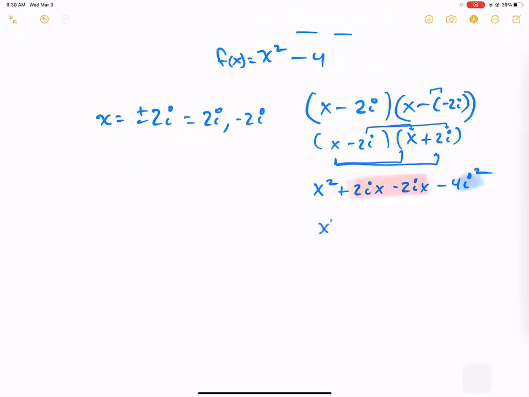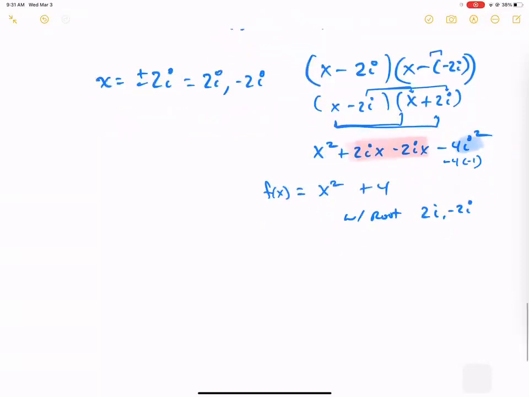So we have x squared. i squared is negative 1. So it's negative 4 times negative 1, which becomes a positive 4. And that's our function. This is our original polynomial that has the imaginary roots 2i and negative 2i.